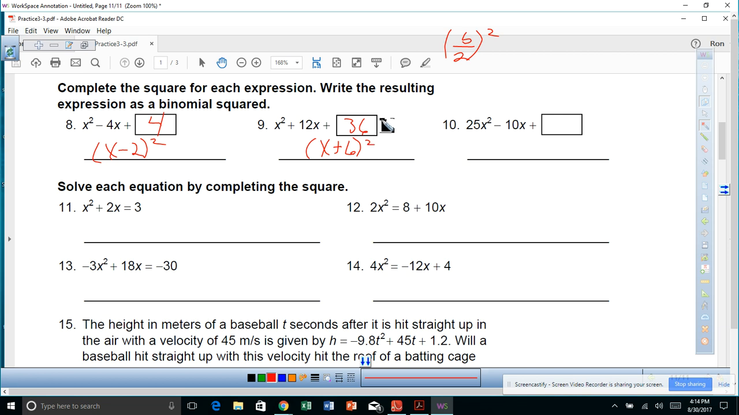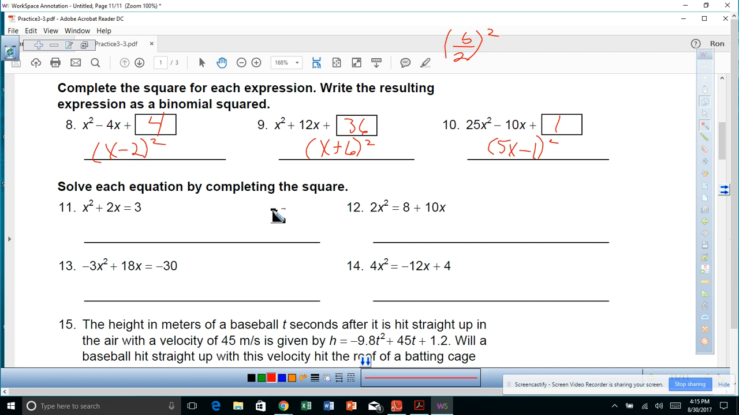25x squared minus 10x plus 1. So what are we going to put in the box? Well, now this b over 2 squared only works if you have 1 in front of the x. So what are you going to have to do? You're going to have to divide. Okay? You'll end up with 1 here. So you're going to have 5x minus 1 squared.